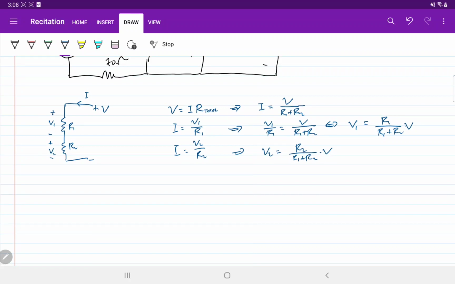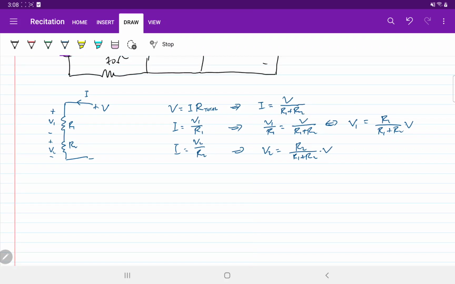Okay, so from these two equations we can deduce that the voltage on R1 is proportional to the resistance. So if R1 is bigger than R2, then V1 must also be bigger than V2. Okay, so this is called a voltage division.